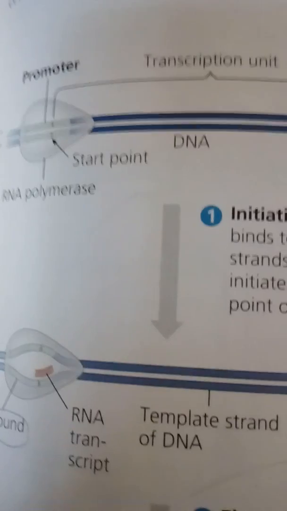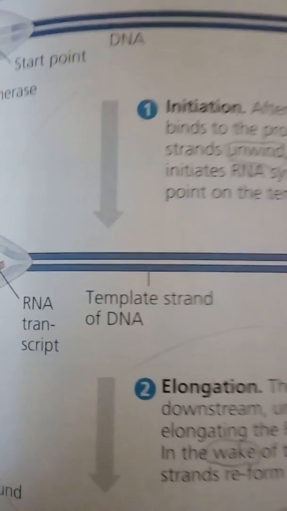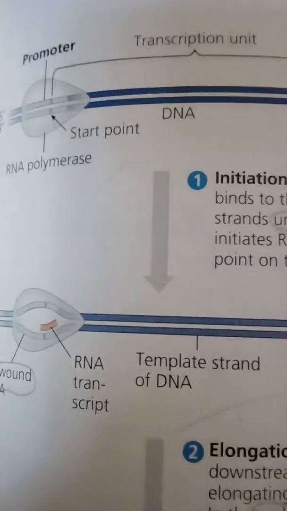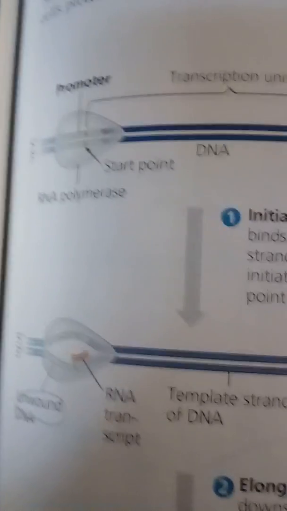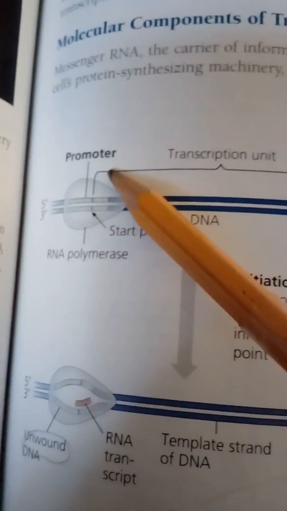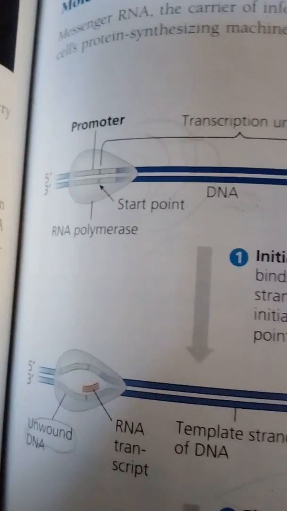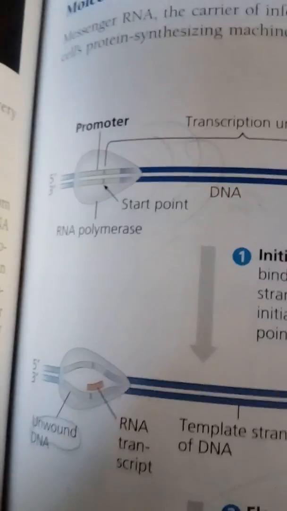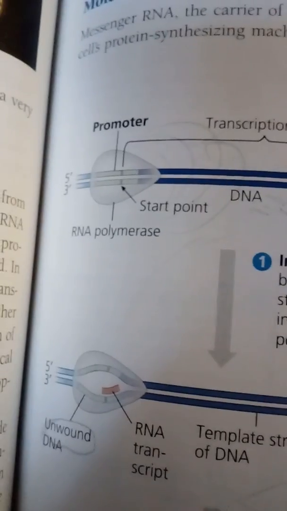Specific sequences of nucleotides along the DNA mark where transcription of a gene begins and ends. The DNA sequence where RNA polymerase attaches and initiates transcription is known as the promoter. In prokaryotes, the sequence that signals the end of transcription is called the terminator.